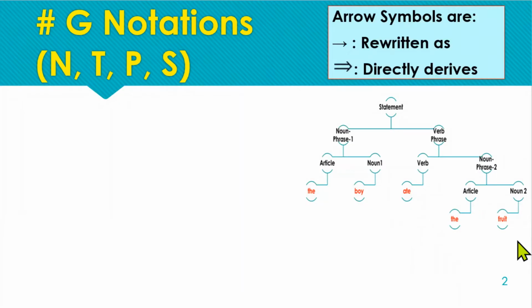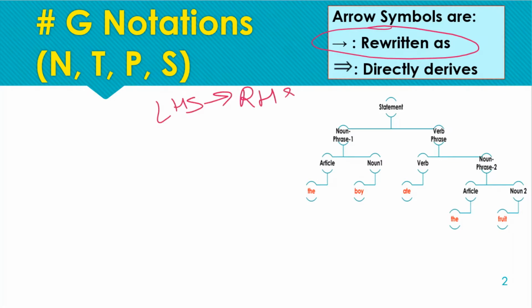First, just a brief introduction of the grammar. In the previous lecture we discussed various terms related to grammar. The single arrow represents the production rules, where the left hand side is rewritten as the right hand side, and the double arrow represents directly derives among the sentential forms while deriving strings, meaning how we get the final string by applying the production rules.